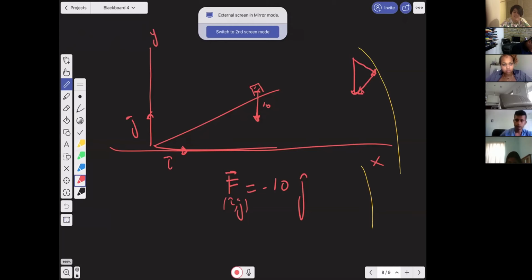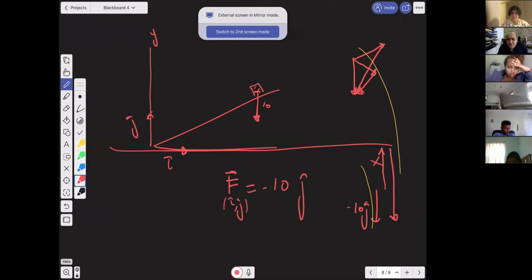Also can be seen like this. This one plus this one. All of them will be minus 10j. You see, minus 10j could be, for example, this one plus this one. You see that I can find two vectors, infinite two vectors, that when I sum, I get minus 10j.